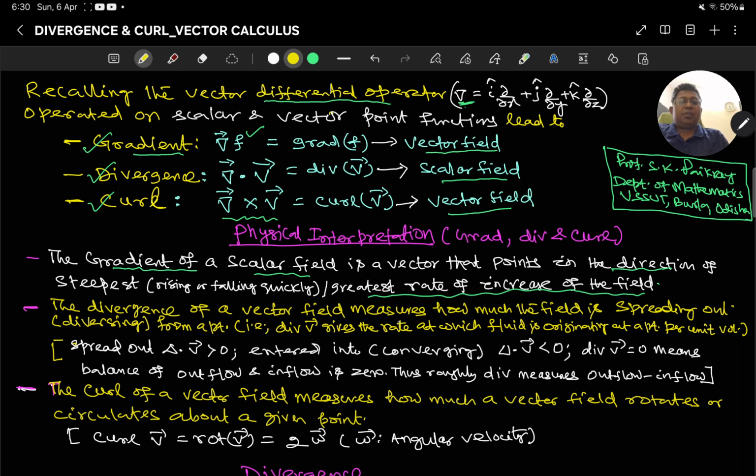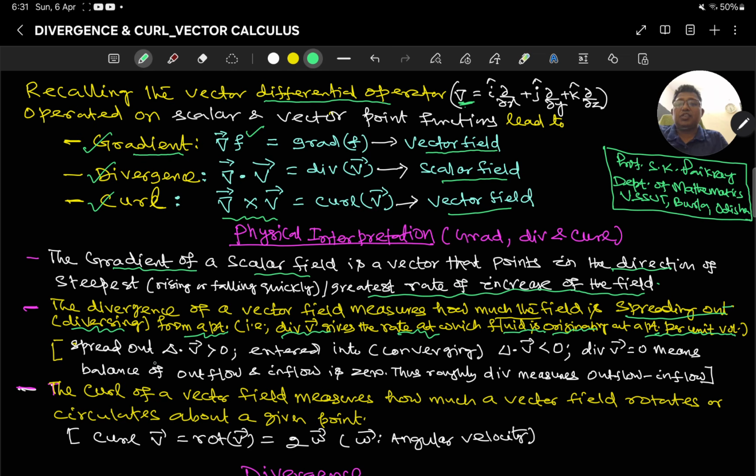The divergence of a vector field measures how much the field is spreading out, or diverging, from a point. That means div V gives the rate at which the fluid is originating at a point per unit volume. So it can be understood in the sense of spreading out or entering into: spreading out from a source, entering into a sink.